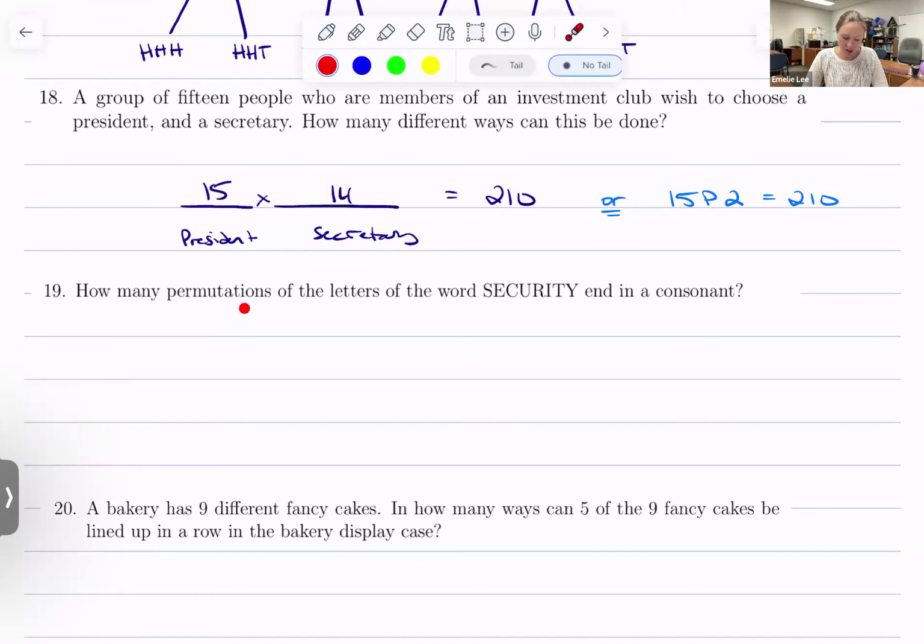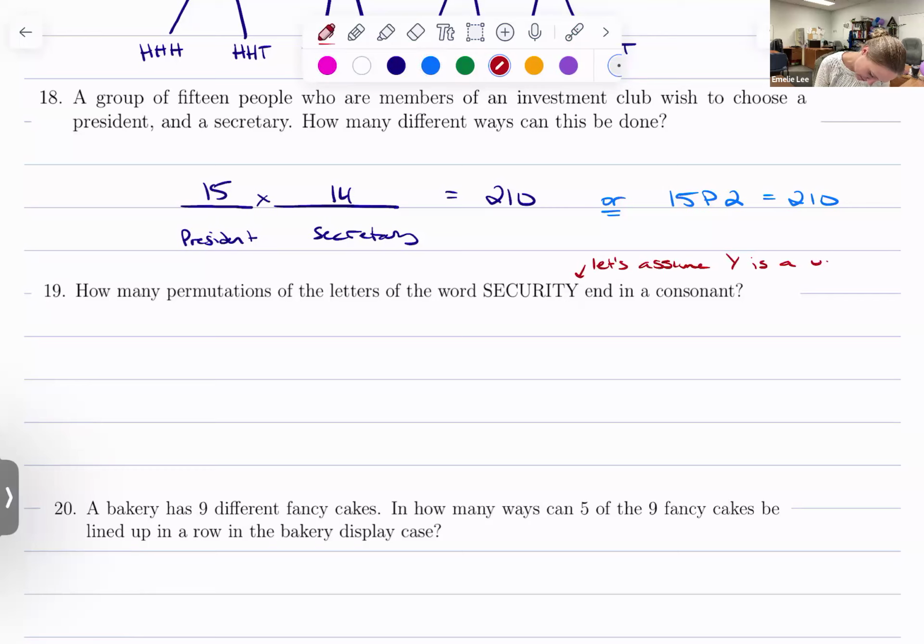How many permutations of the letters of the word security end in a consonant? Now, here we have this pickle again, especially because we have a Y in here. Let's say Y is a vowel, right? A, E, I, O, U, and sometimes Y. Let's assume Y is a vowel, which makes it not a consonant. All right.